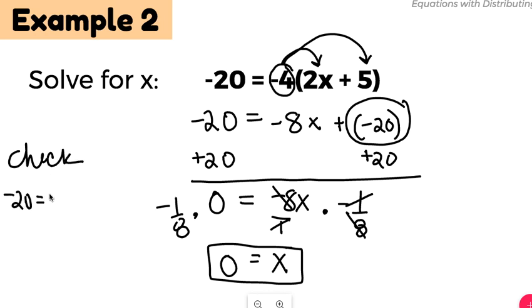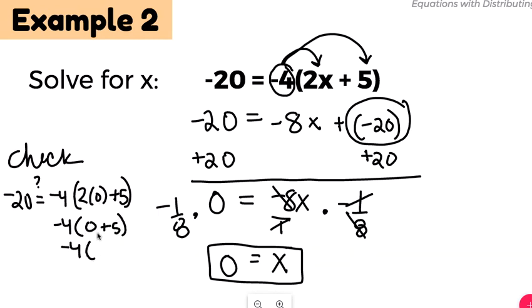Remember, I'm just going to substitute my x for 0. Follow the order of operations. Inside my parentheses first, 2 times 0 is 0. 0 plus 5 is 5. -4 times 5 is -20. And that checks out.